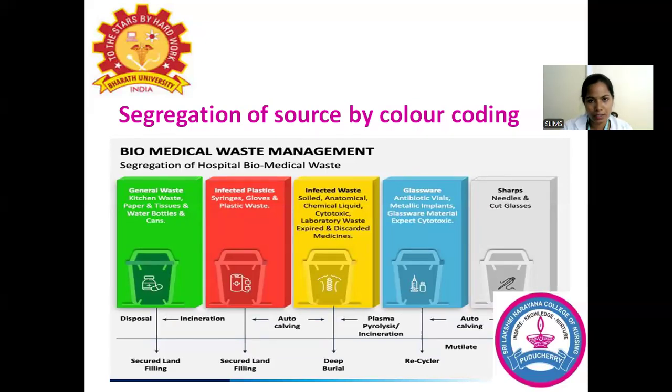So this is the color coding system to segregate the waste in biomedical waste management. General waste like kitchen waste, paper, tissue, water bottles, and cans is put into the green color code. The red bag serves for infected plastic syringes, gloves, and plastic wastes. The yellow bag includes infected waste, soiled, anatomical, liquid, chemical, cytotoxic, laboratory waste, and expired and discarded medicines. To the blue bag, we add glassware, antibiotic vials, and metallic implants, except the cytotoxic things.